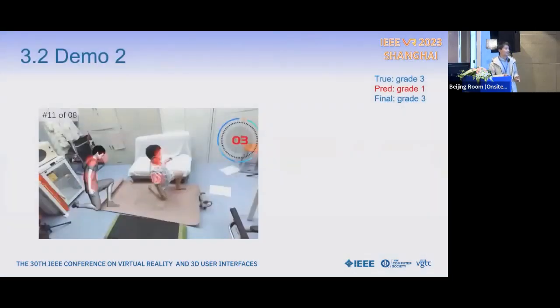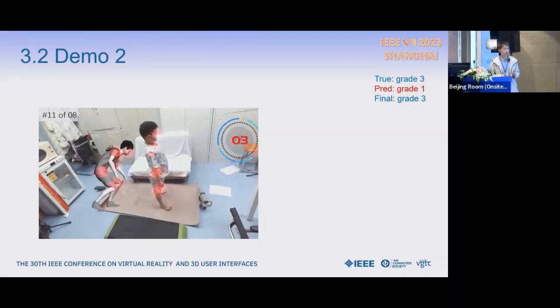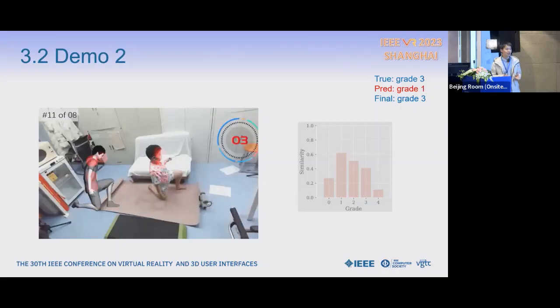As can be seen in the video, the little boy is swaying when he gets up from the ground, and subjectively judging the different levels is quite difficult. Unfortunately, our model outputs the mild difficulty grade 3 for the severe one, grade 1.